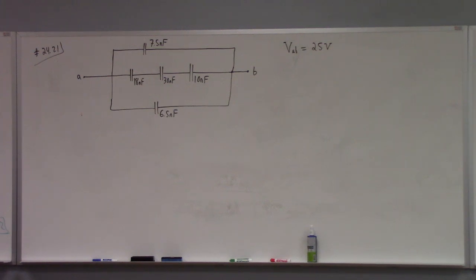The question then is, what's the equivalent capacitance of the system between A and B, which was like your question, guys, right? And then the question is, how much charge is stored by the system? And then the question is, how much charge does the 6.5 nano capacitor store? And then the question is, what's the potential difference across the 7.5 nanofarad capacitor?